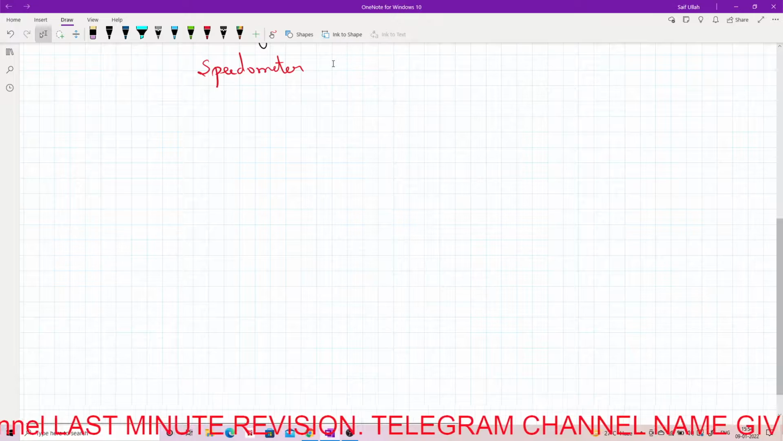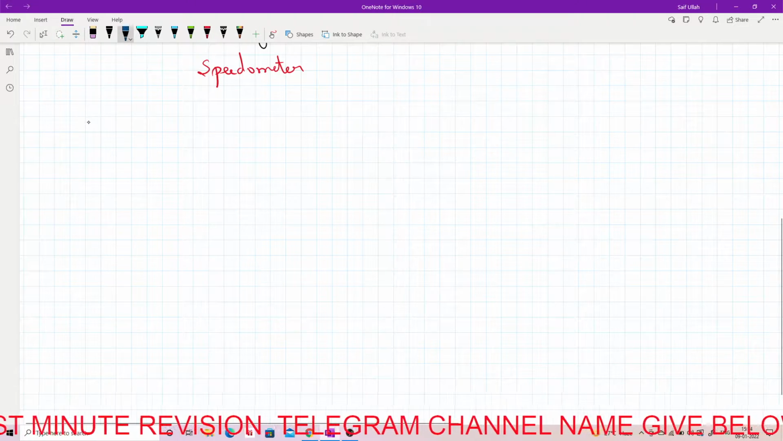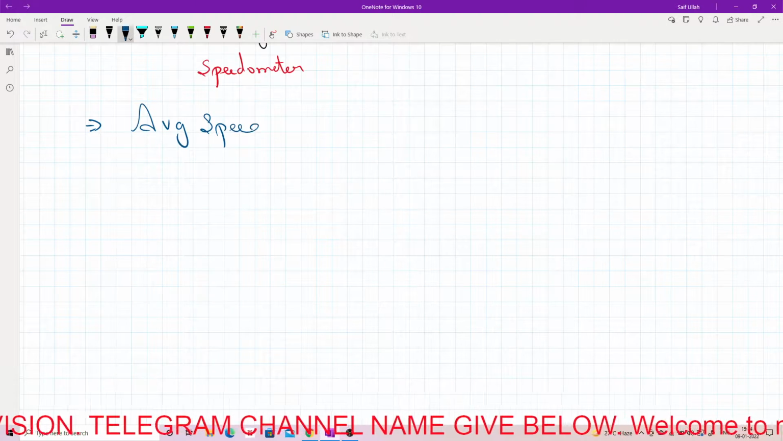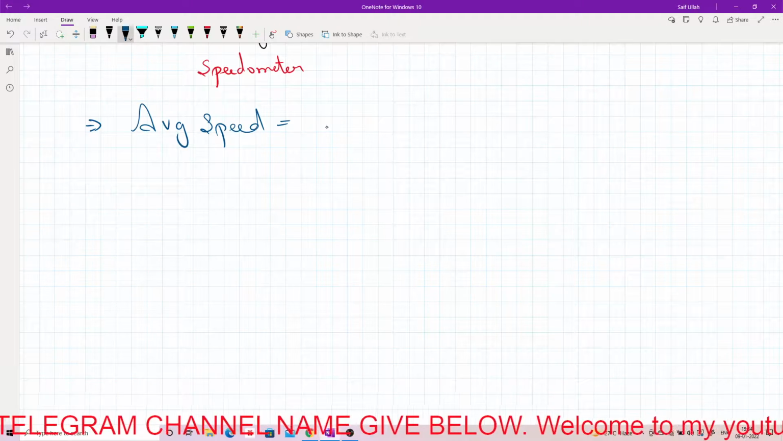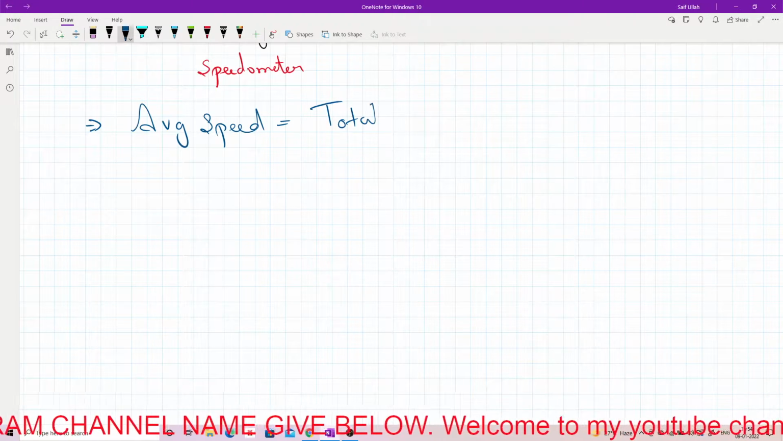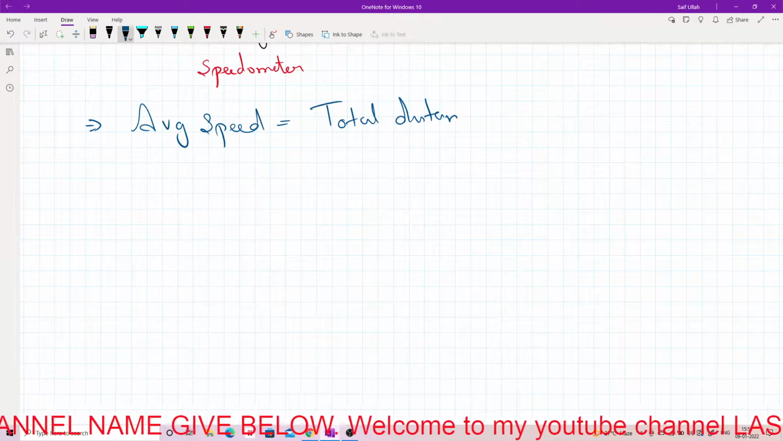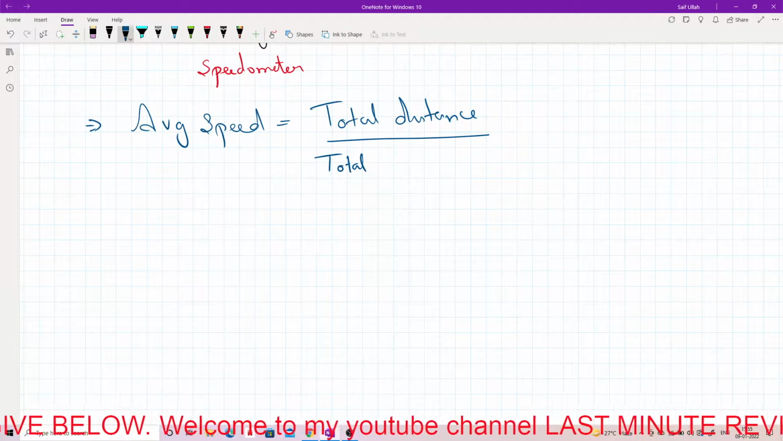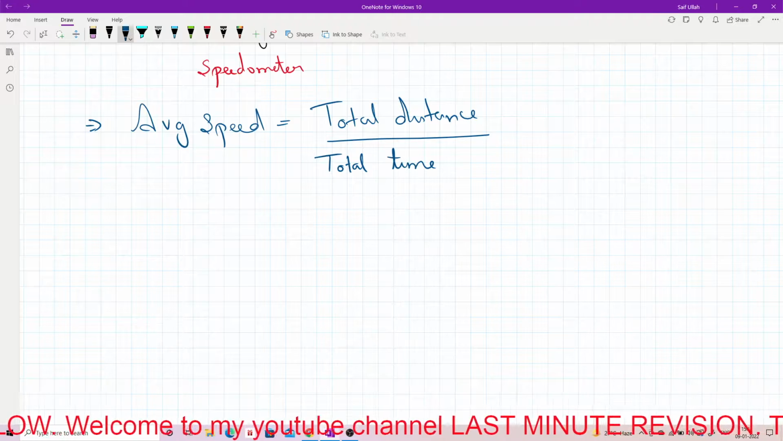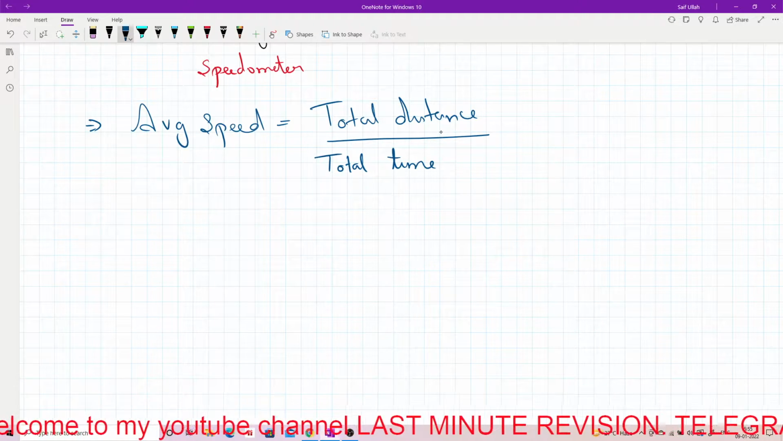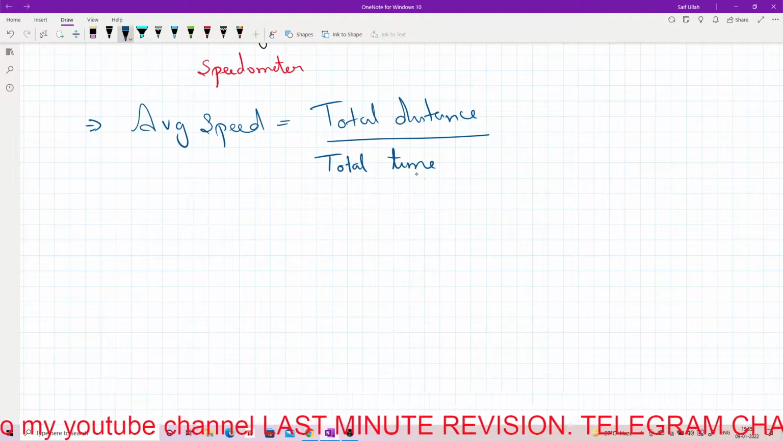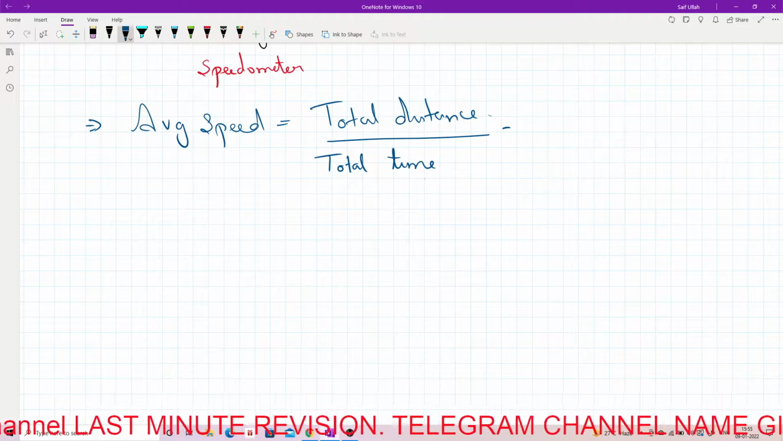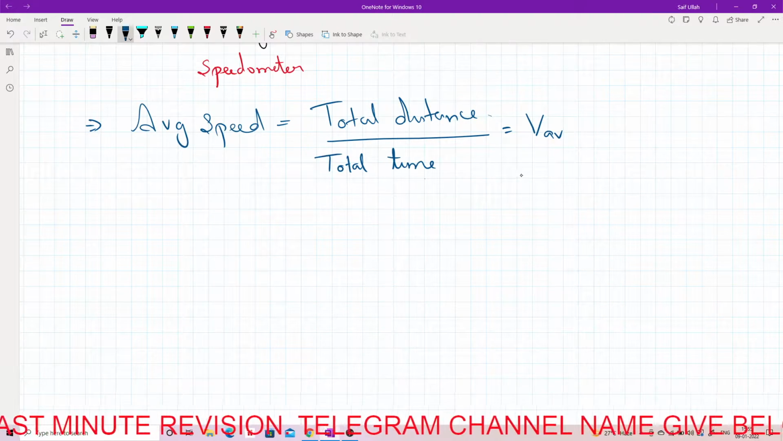Now coming to the other formula, average speed. To find the average speed of any vehicle, what should you know? The total distance traveled, or covered, divided by the total time taken. Whatever the journey is, how much distance they have covered in how much time. This will give you the average speed of a vehicle. It will be written as v average.